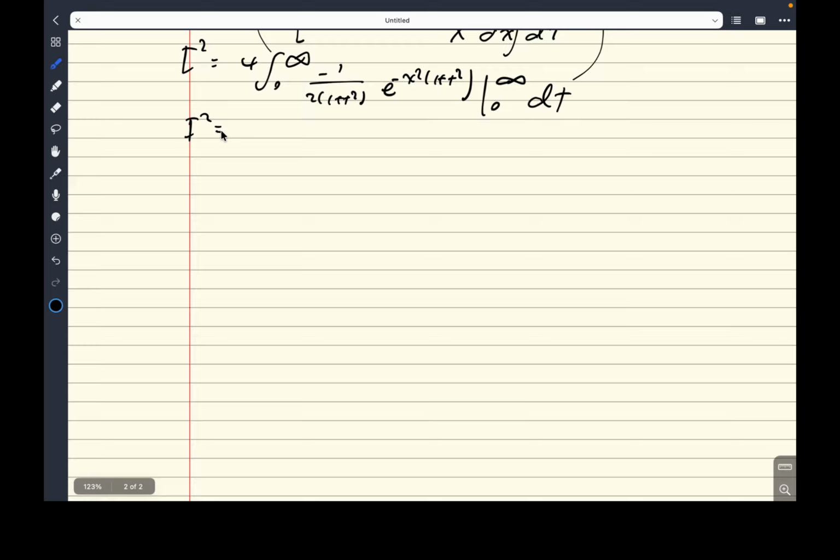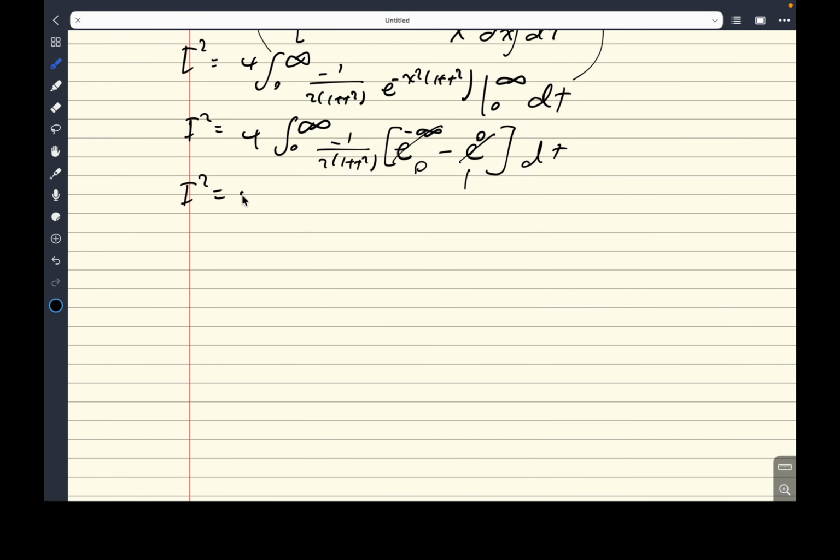So I squared is going to be 4 times the integral from 0 to infinity. If I calculate this bound using limits, it's going to be e to the negative infinity minus e to the 0. E to the negative infinity, e to the negative very large number, is going to be 0, and e to the 0 is going to be 1. So this is going to be negative 1, and if we multiply it, it's going to become 1 divided by 2 times 1 plus t squared dt.